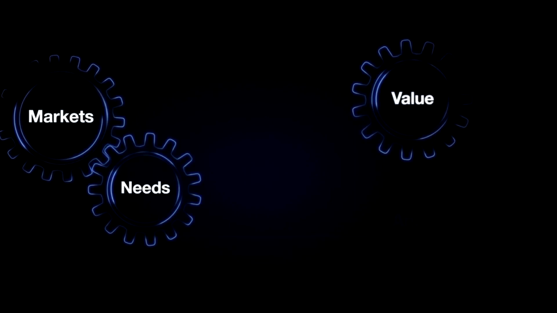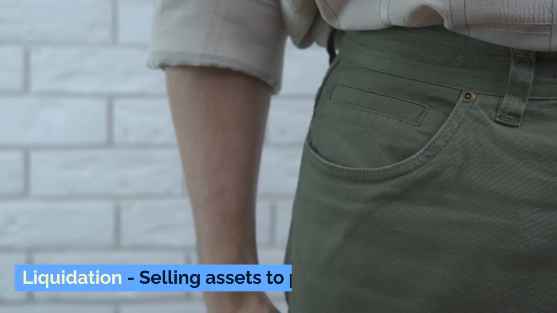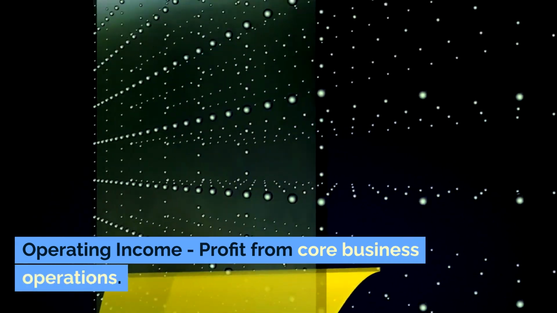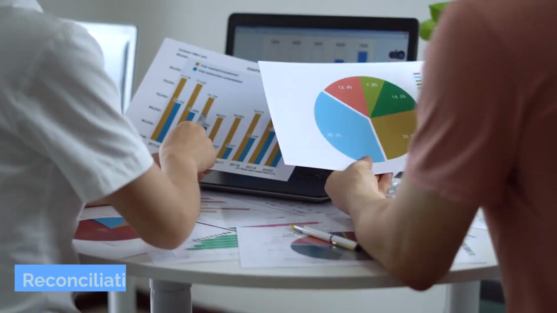Goodwill: intangible asset representing brand value. Intangible assets: non-physical assets with value. Liquidation: selling assets to pay off debts. Operating income: profit from core business operations. Partnership: business structure with multiple owners.